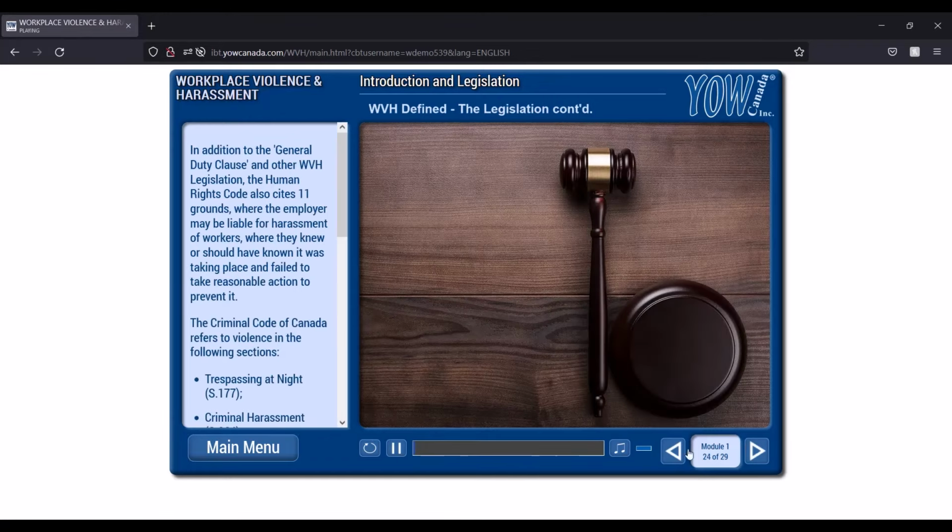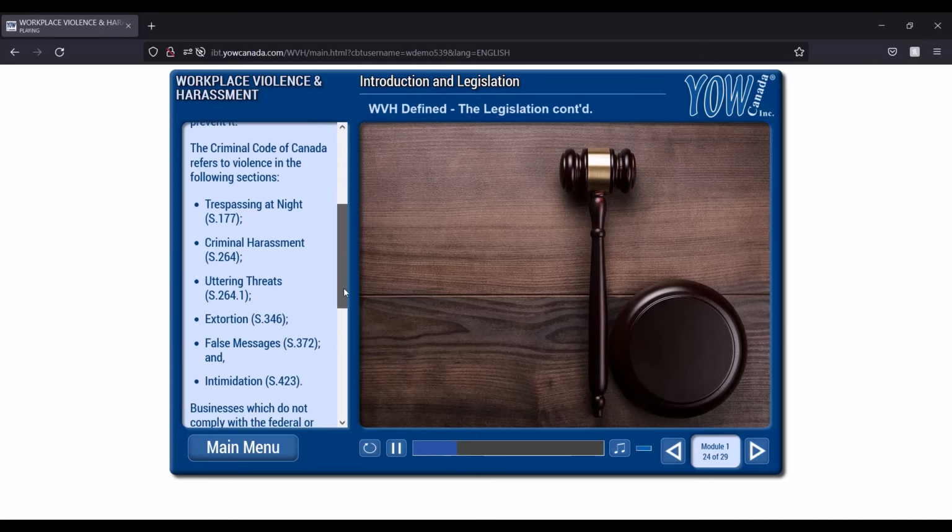In addition to the General Duty Clause and other WVH legislation, the Human Rights Code also cites 11 grounds where the employer may be liable for harassment of workers, where they knew or should have known it was taking place and failed to take reasonable action to prevent it.